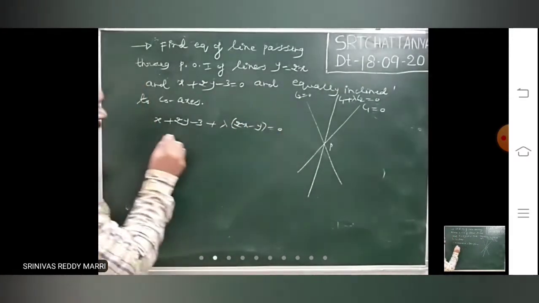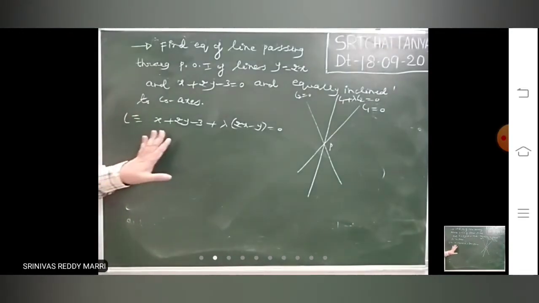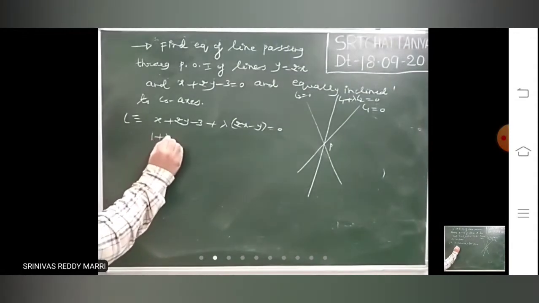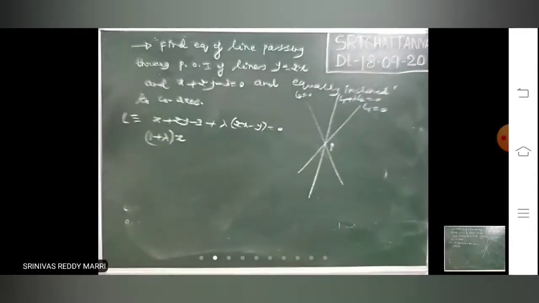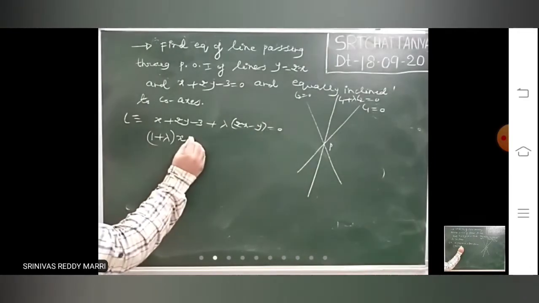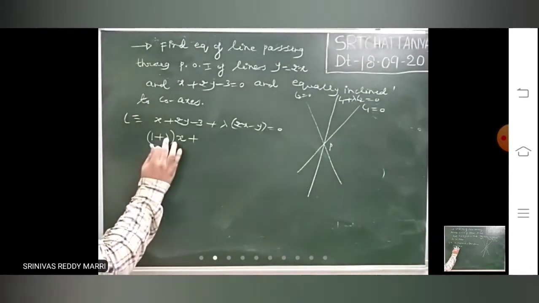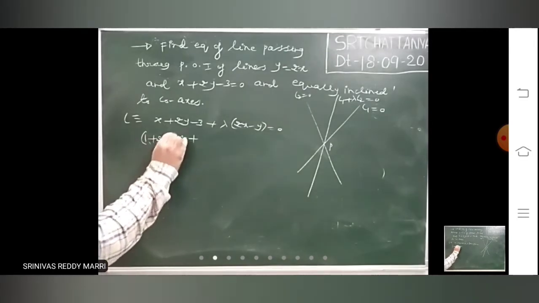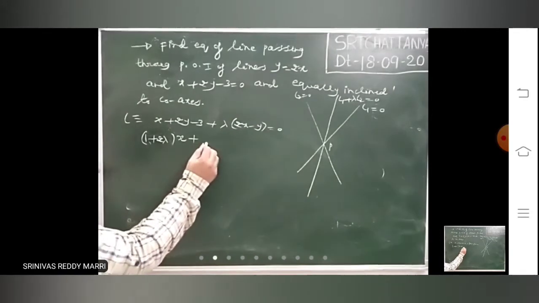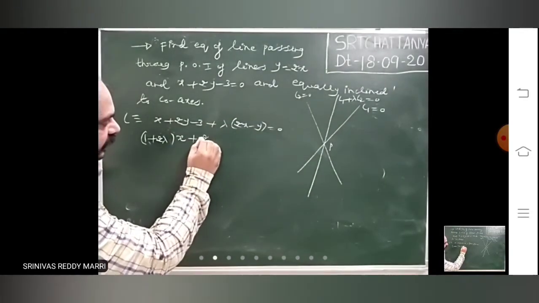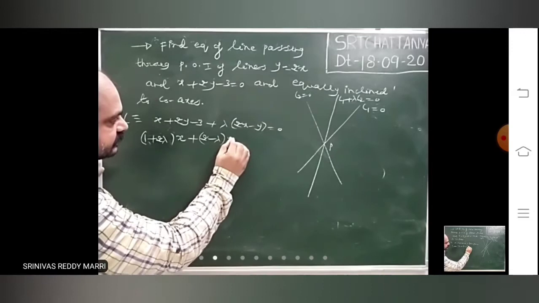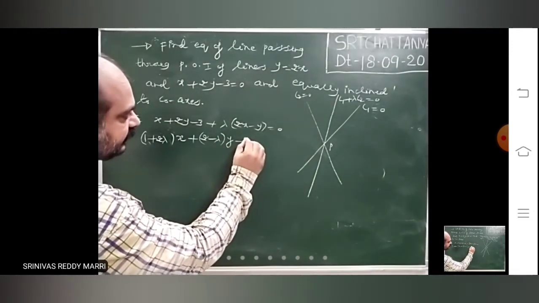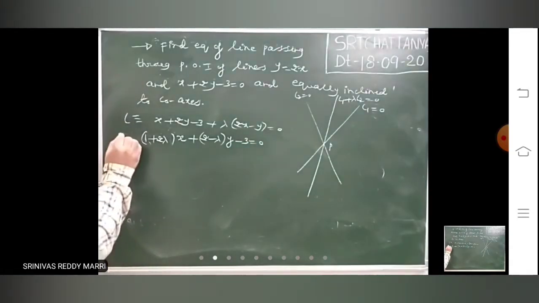So our required line, let us say, will be in this form. That means (1 plus lambda) into x, plus (1 plus 2 lambda) into x, taking common, (2 minus lambda) into y, minus 3 equal to 0. This is the required line.